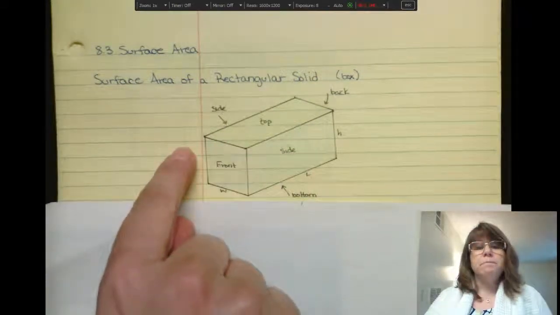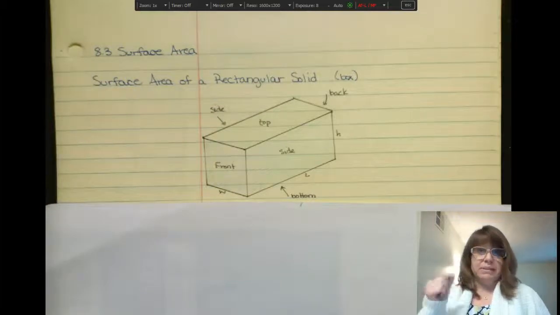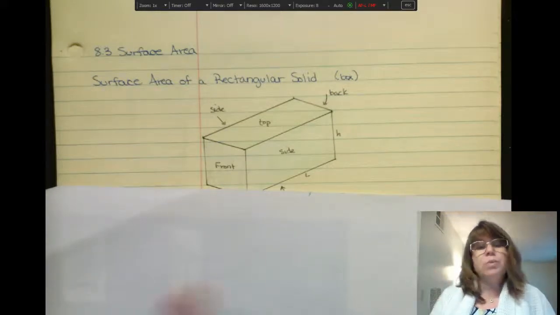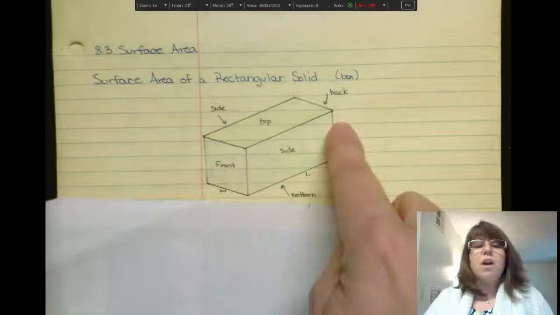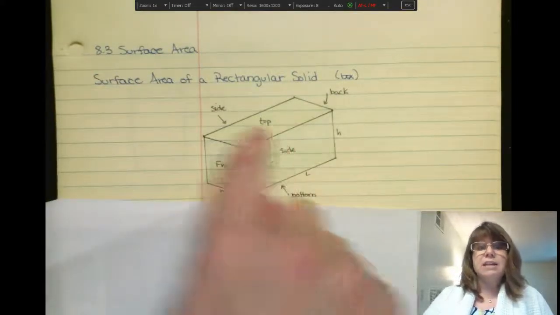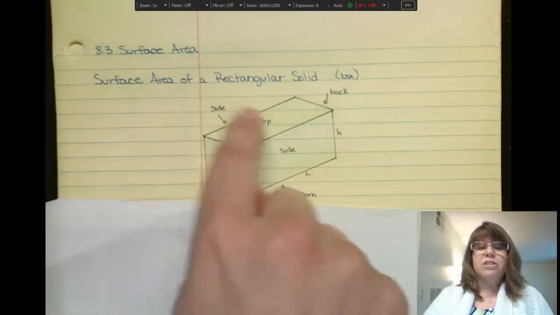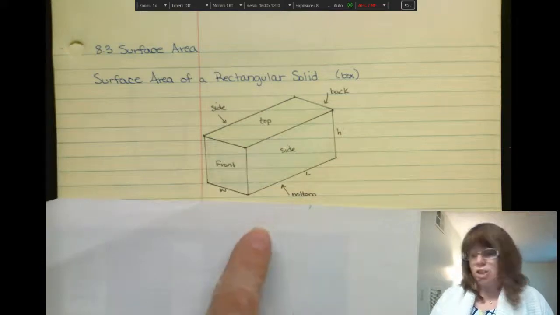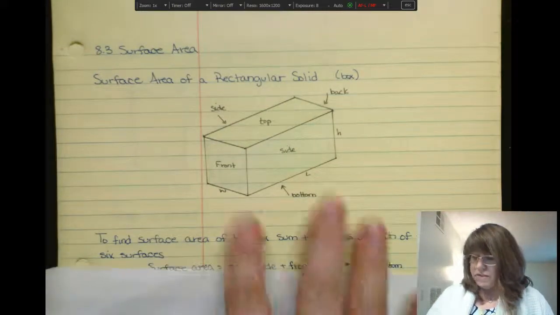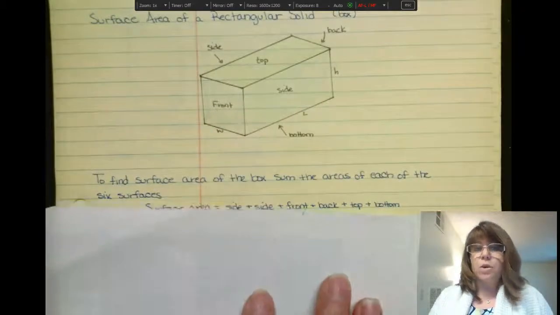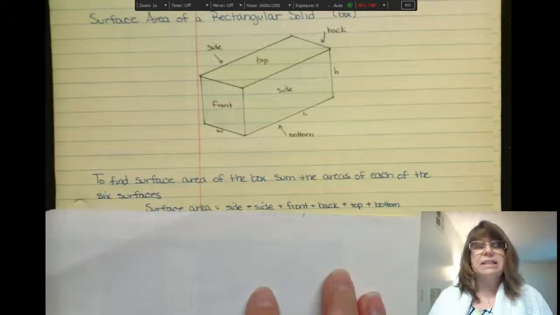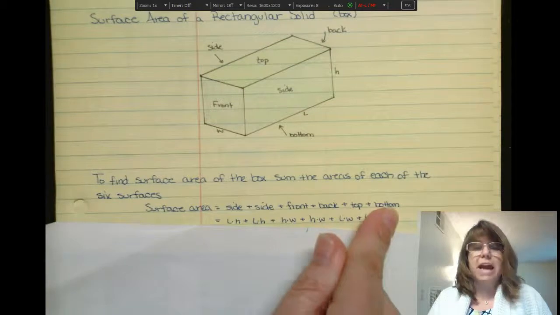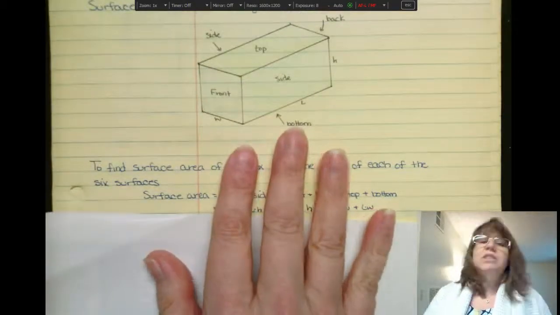If it was a cube, then it would be very easy to figure out the area because every side has the same area. But with a rectangular solid, the back and the front have the same dimensions, the side and the side have the same dimension, and the top and the bottom have the same dimension, but it doesn't mean that all six sides have the same dimension. So to find the surface area of our box, we're going to sum the areas of each of the six surfaces. In other words, find the area of the side, the front, the back, the top, the bottom, and add them all up. But that's kind of a lot of work.